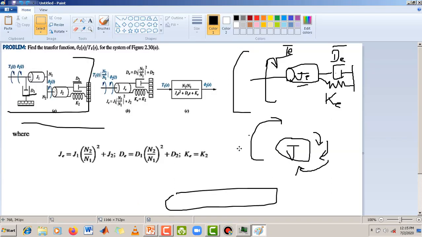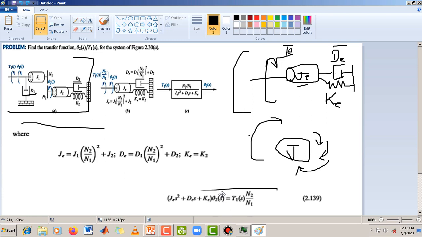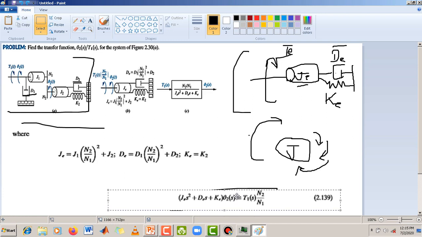This is the equation that you can find out using this mechanism. It will obviously involve n2 and n1, because these parameters, that is JE, DE and K, involve n2 and n1.